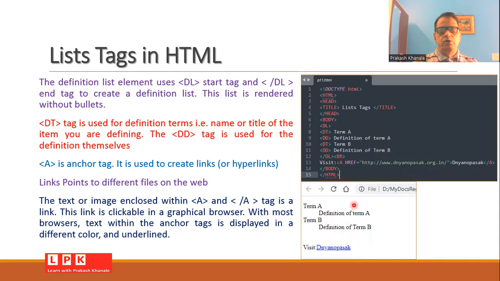One can easily observe that this word nanoparser is displayed in a different color, and it is also underlined, indicating that it is a link to a different web page.